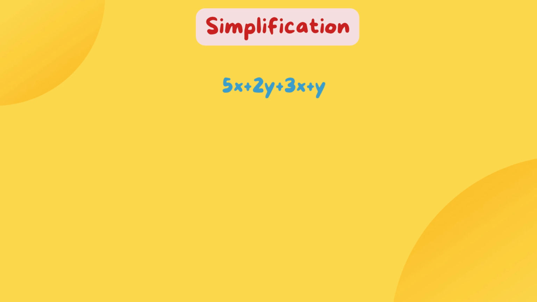Now we will simplify this expression. Let us first identify like terms. Here 5x and 3x are like terms because they have the same variable and same power. Similarly, 2y plus y are like terms. Now we will group them: 5x plus 3x together and 2y plus y together.